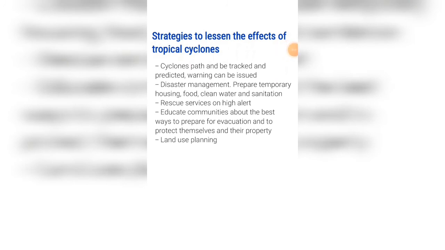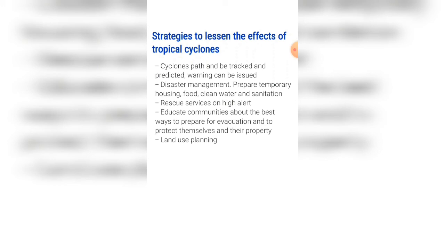Strategies to lessen the effect of tropical cyclones. Cyclones' paths can be tracked and predicted, and warnings can be issued in the areas that it's going to affect. Disaster management. Preparation of temporary housing, food, clean water, and sanitation can take place ahead of the cyclone. Rescue services can be placed on high alert. Educating the communities about the best way to prepare for evacuation and to protect themselves and their property can have lots of benefits in the long term.